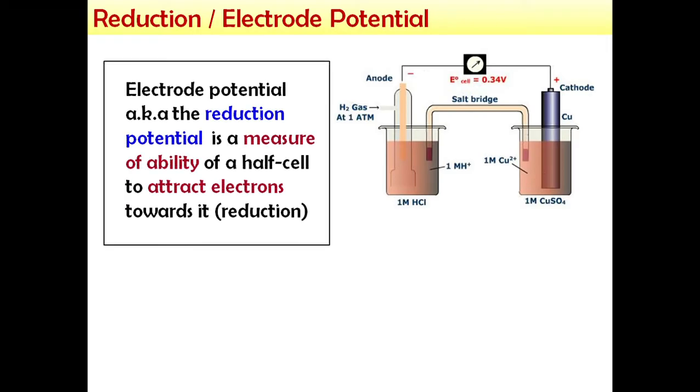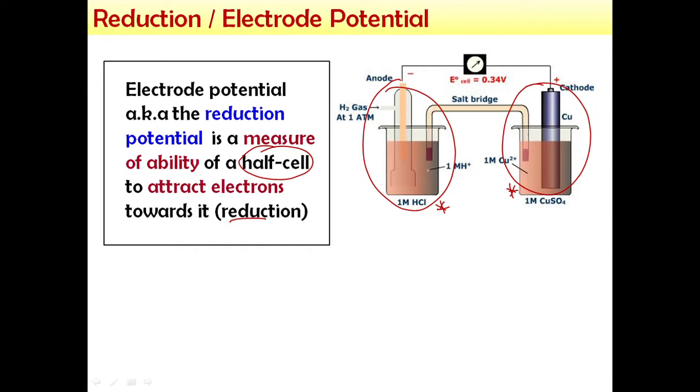So electrode potential, also known as the reduction potential, is a measure of ability of half cell to attract electrons towards it. So bila attract electrons, maksudnya terima electrons, undergo reduction. Okay, ini adalah half cell, ini adalah another half cell. Setiap half cell mempunyai electrode yang tersendiri. Okay, so each half cell have the reduction potential of its own. Okay, so ini dan ini mempunyai nilai reduction potential atau electrode potential yang tersendiri.